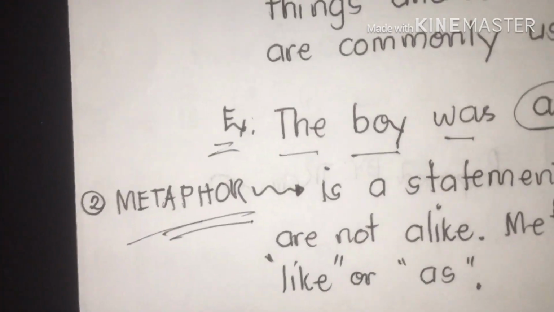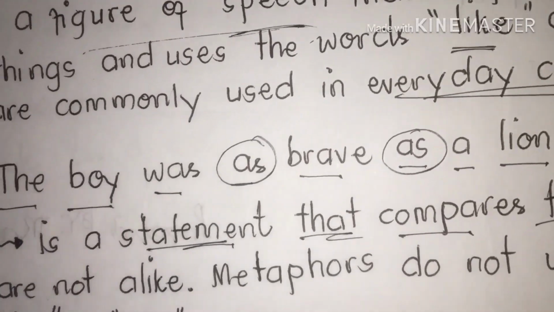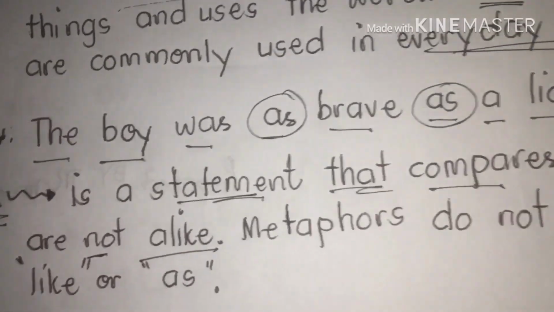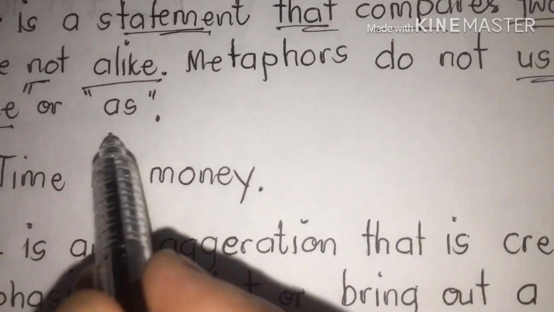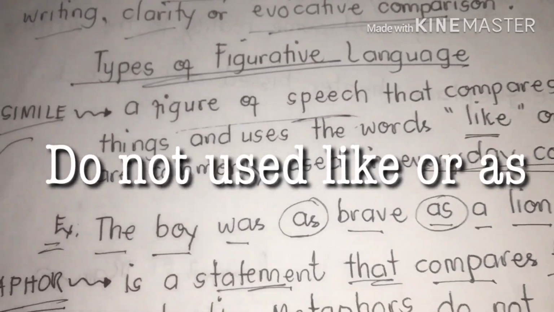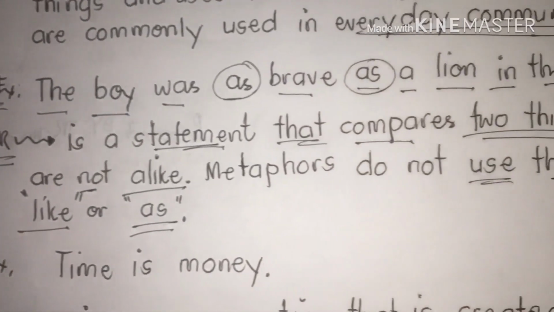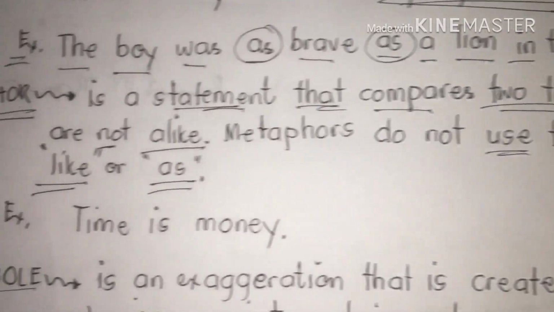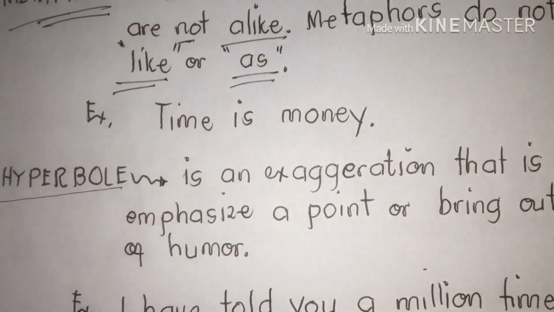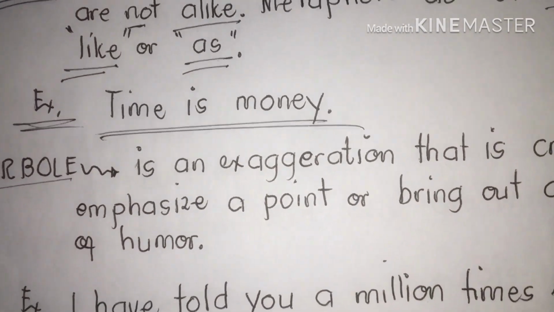What is a metaphor, teacher? A metaphor is a statement that compares two things that are not alike. So metaphors, class, do not use the words like or as. That's the difference between simile and metaphor. Simile uses as or like, whereas metaphors do not use the words like or as. Before hyperbole, let's have first an example of metaphor: time is money. This is a very common example.